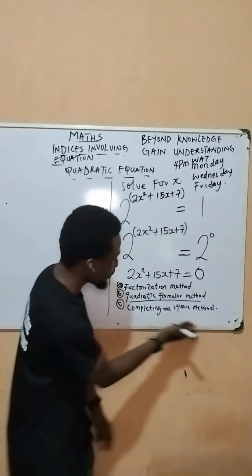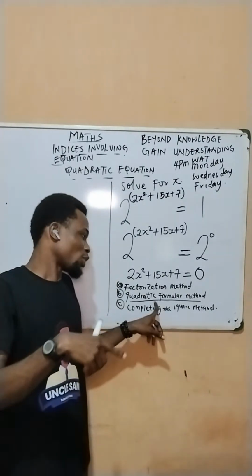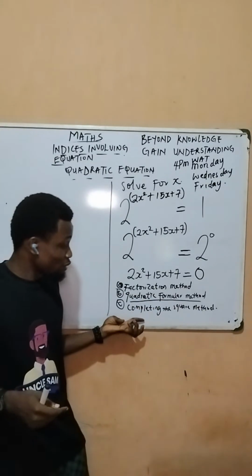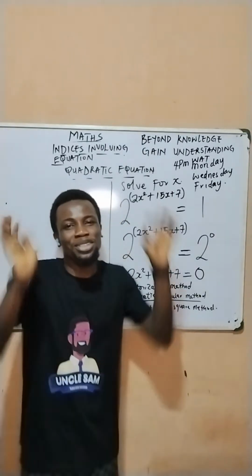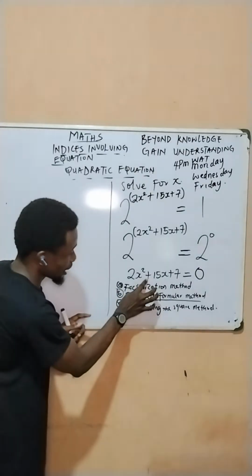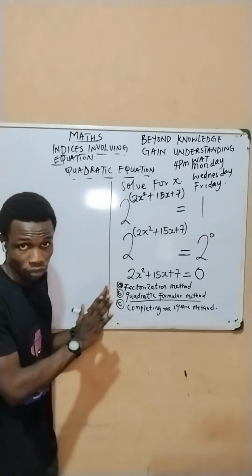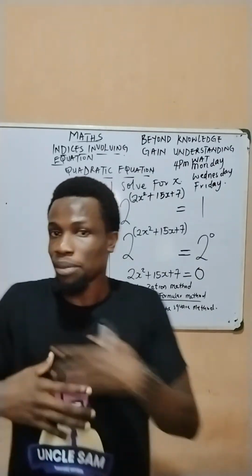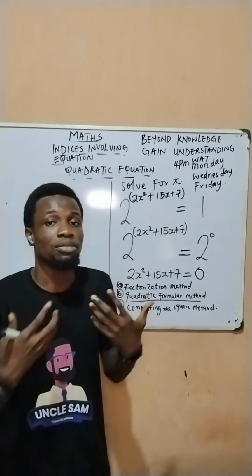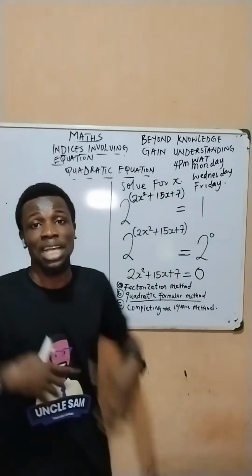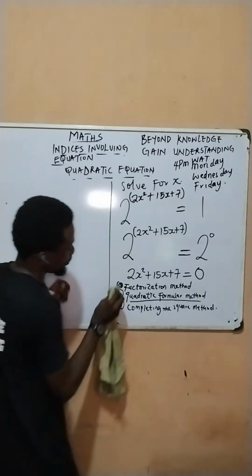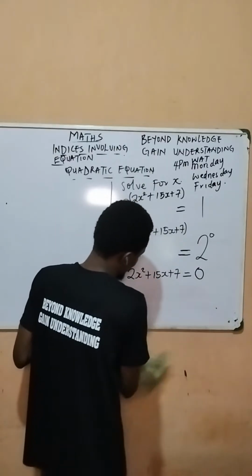Then the other one, completing the square, is more like the quadratic formula, because the process of getting the quadratic formula involves using the completing the square method. I'm not going into all that because I'm not considering the quadratic formula today. Rather, I'm going to be using factorization method to solve this. When we get to solving quadratic equations, we're going to make it super simple so you're able to absorb what the quadratic formula is all about and also the other formulas that govern quadratic equations. So for today's video, we're going to be concentrating on the factorization method.